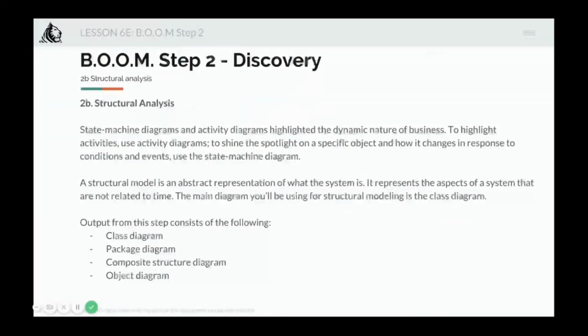So what is the structural model? A structural model is an abstract representation of what the system is. It represents the aspects of a system that are not related to time, such as the kinds of subjects tracked by the system, how these subjects are related to each other, and the information and business rules that relate to each other. The main diagram you will be using for structural modeling is the class diagram.